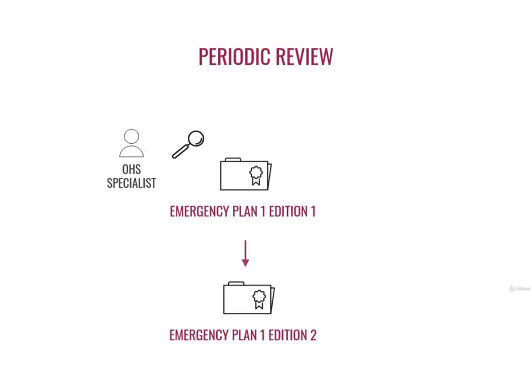So, a new edition of Emergency Plan 1 is published. It's called Emergency Plan 1, Second Edition. Of course, this new edition will be tested in the following years. So, you see, with this step-by-step approach, a 45001 certified company could gradually improve the way it manages OH&S.